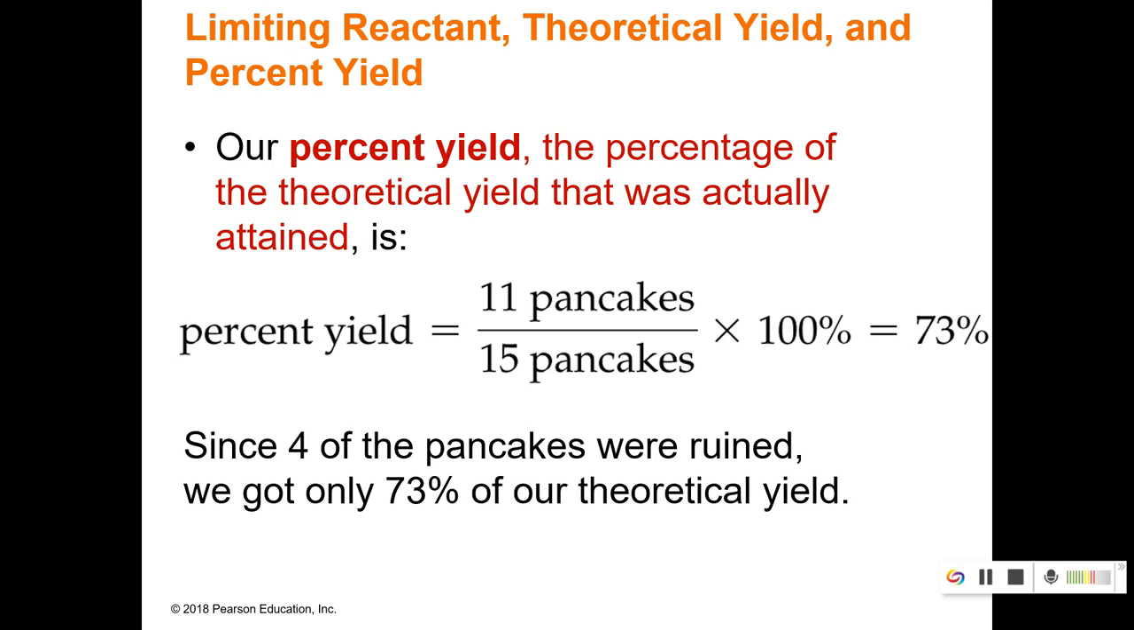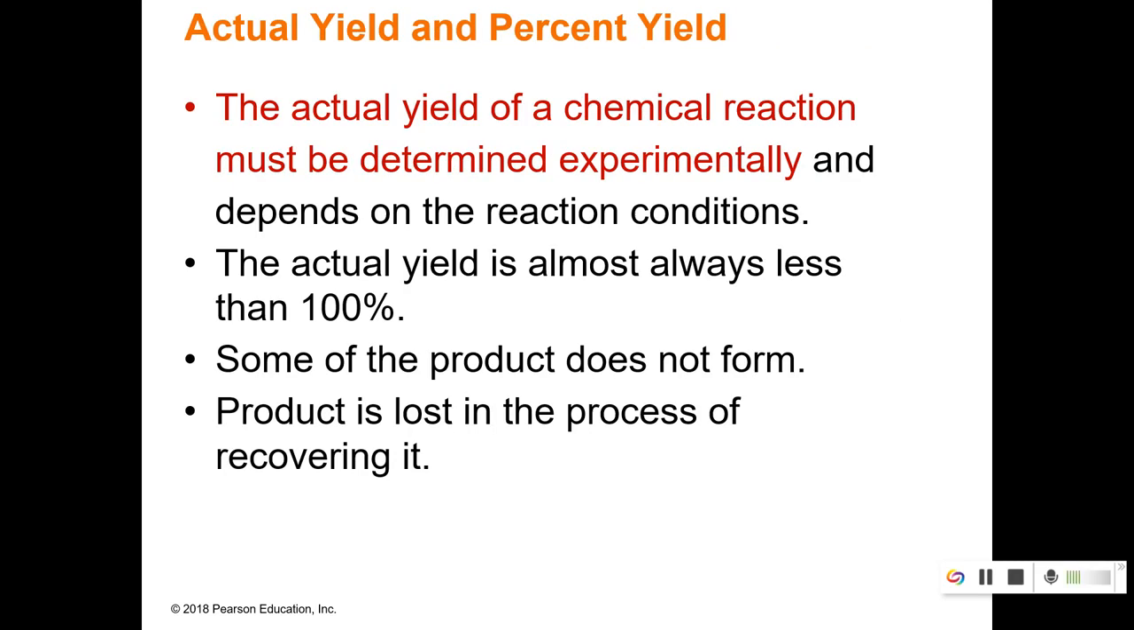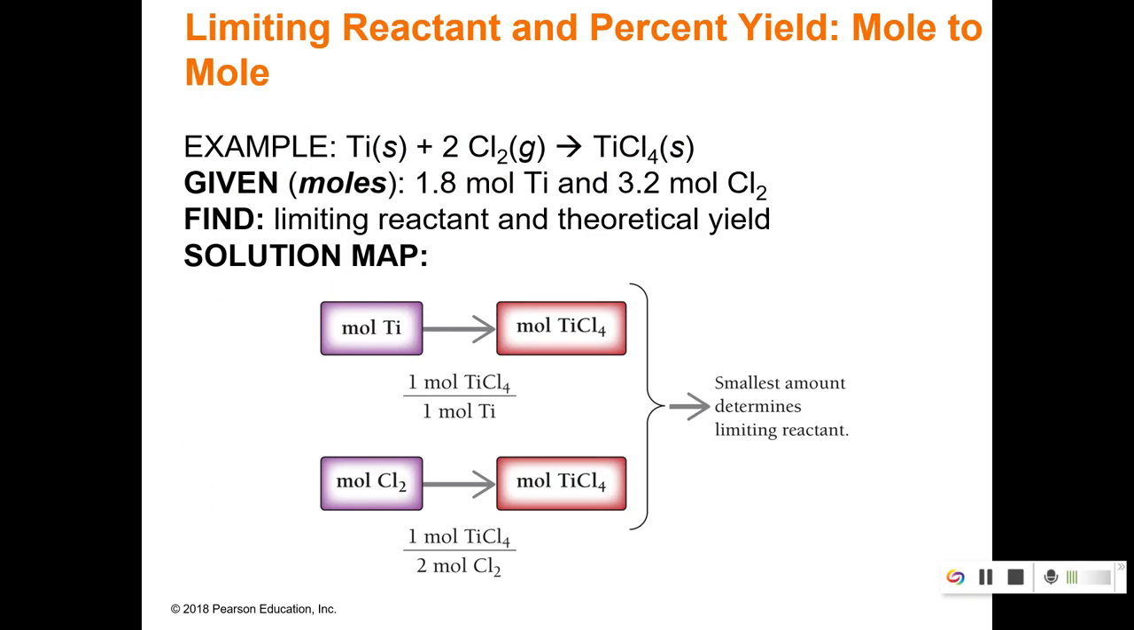Okay, percent yield, that is a percentage of the actual over our theoretical, and we multiply it by 100 because it's percentage. So in our pancake scenario, we actually got 11. We could have made 15. We got 73% of our pancakes. So again, actual yield is always going to be determined experimentally. So generally that means we're going to tell you what that is, or we're going to tell you in an experiment, this is what actually happened, something like that.